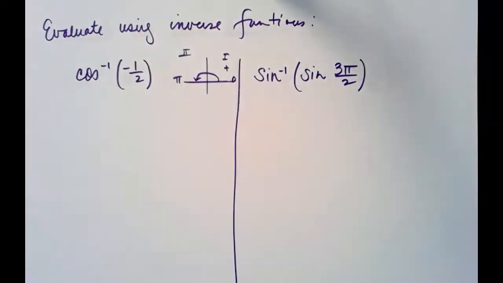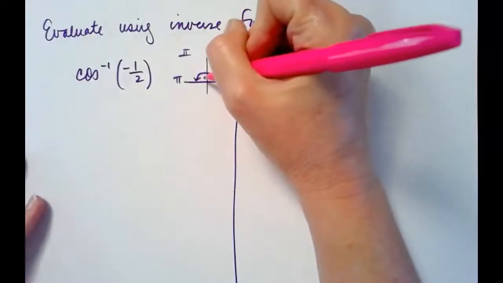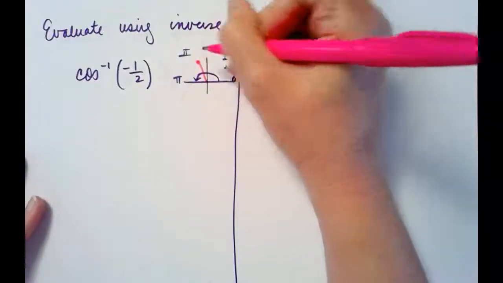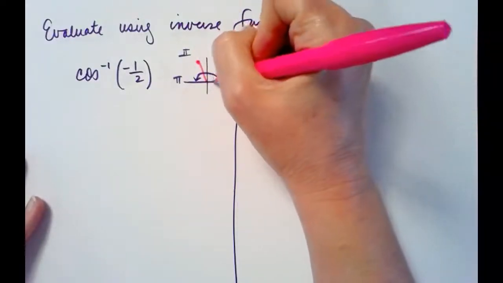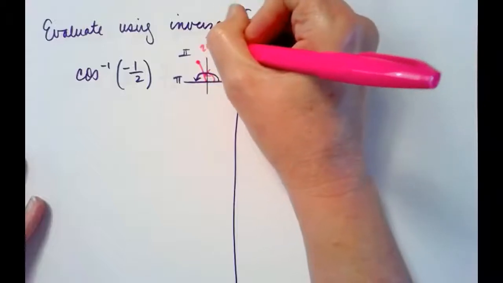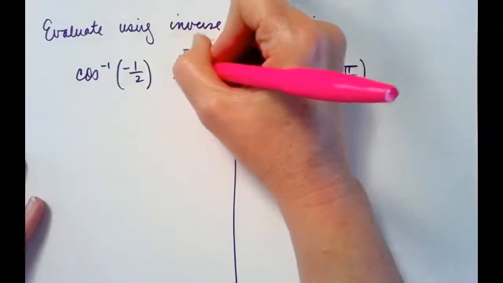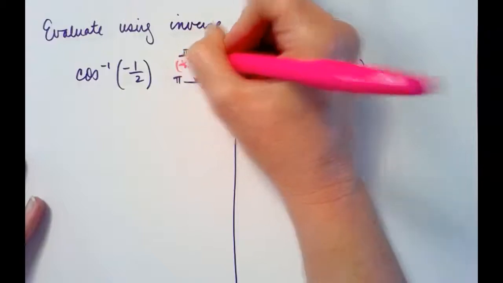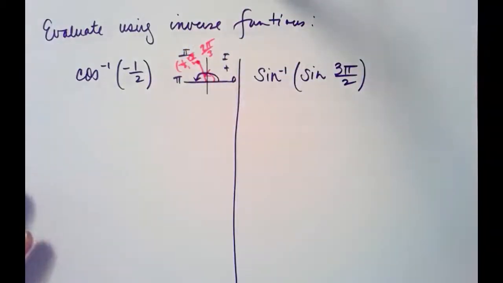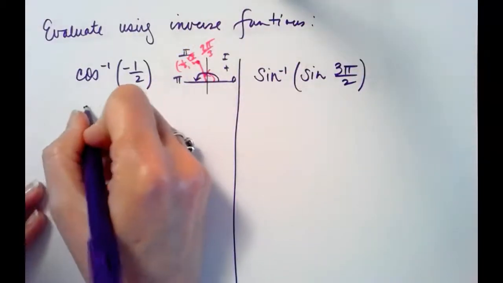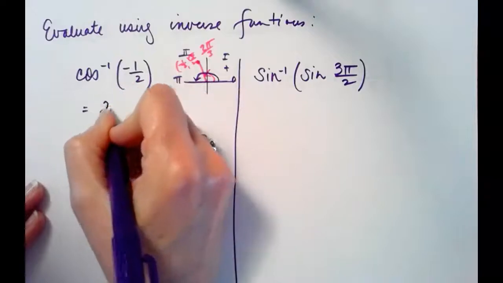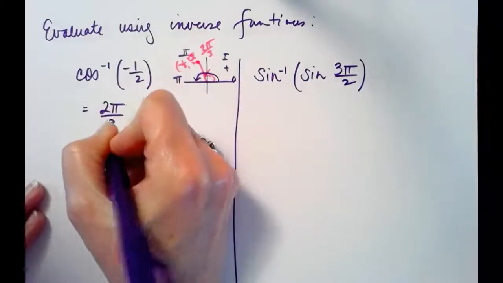So where is the cosine -1/2? Well, visualize the cosine at 2 pi over 3. So this rotation is 2 pi over 3. What are the coordinates here? They are negative 1/2, positive √3 over 2. Therefore, the cosine inverse of -1/2 is 2 pi over 3.